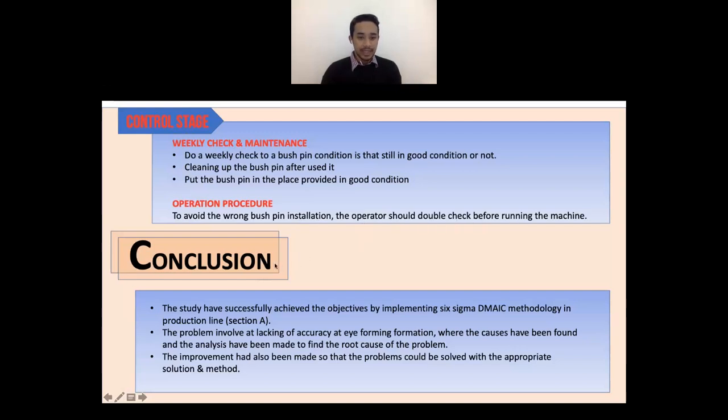And last but not least, the conclusion. The study has successfully achieved the objective by implementing Six Sigma DMAIC methodology in production line section A. So basically from objective 1 until chapter 3 successfully achieved. And the problem involved is lack of accuracy at I-forming formation, where the causes have been found and the analysis has been made to find the root causes of the problems. And last, the improvement had also been made so that the problem could be solved with the appropriate solution and method. Thank you.